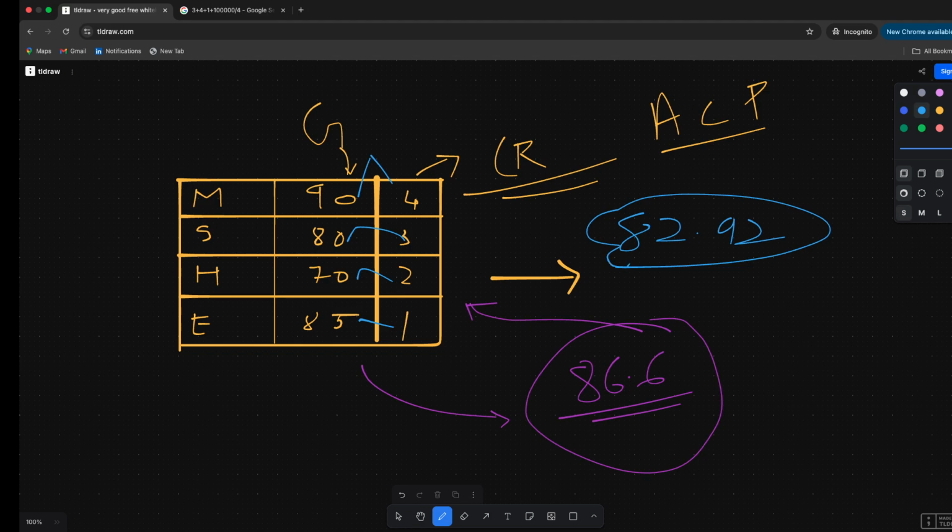Now let's see which one of them is a proper representation of his performance, right? And why?